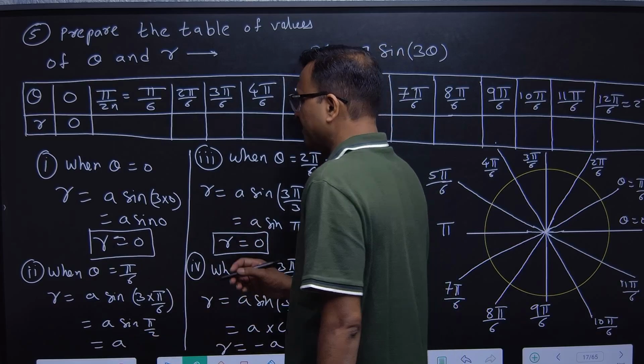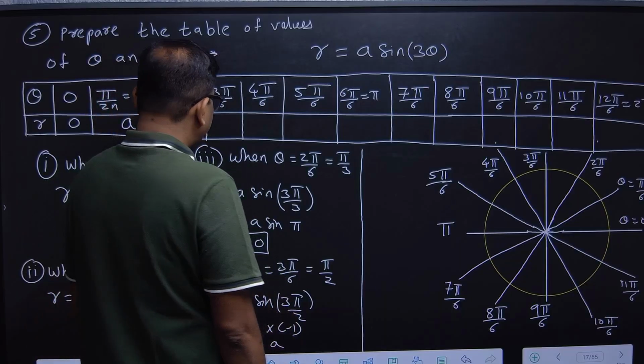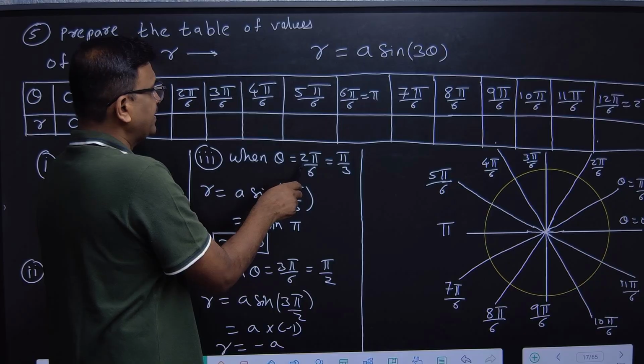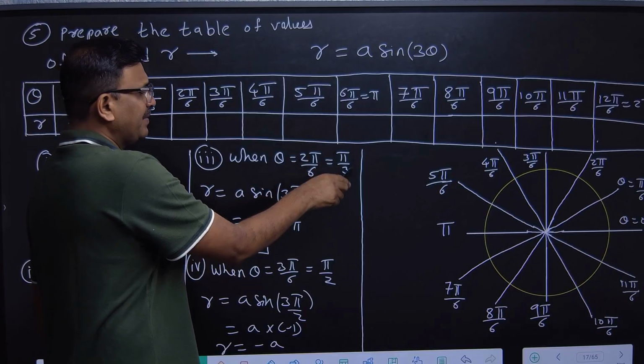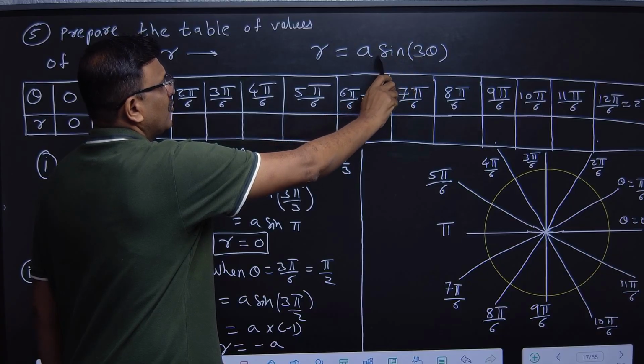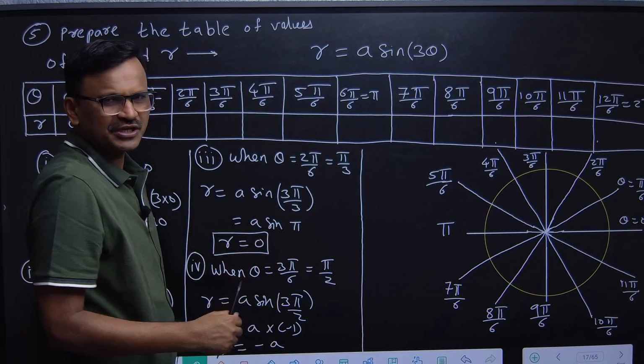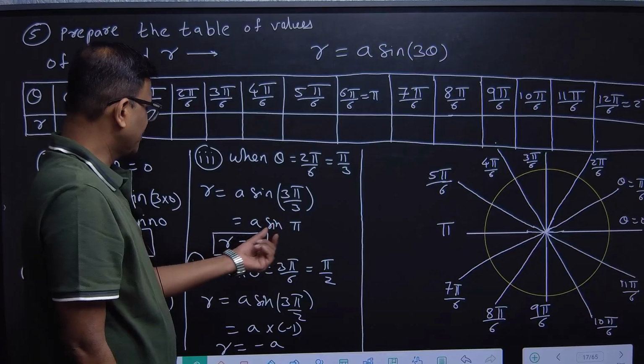So r becomes a when theta is pi by 6. The next value of theta we have taken is 2 pi by 6, that is nothing but pi by 3. Put theta is pi by 3. That will become sine of 3 into pi by 3. That 3 gets cancelled, it becomes sine pi. We know sine pi is 0. A into 0 will be 0.